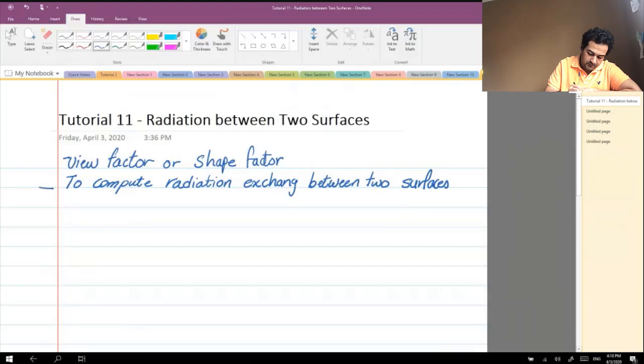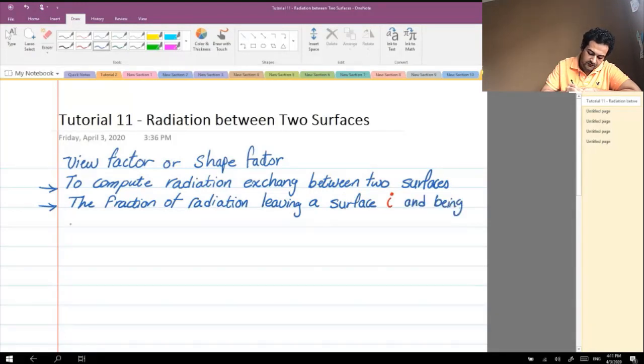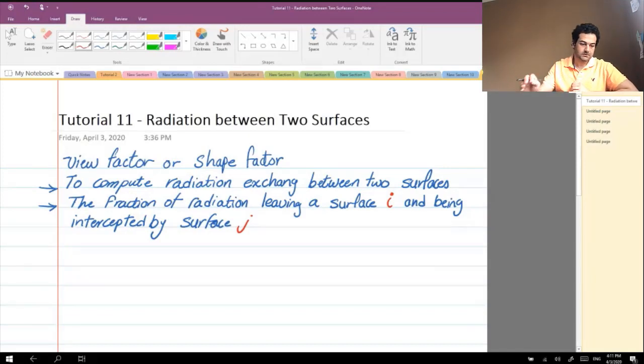Or it can also be defined as the fraction of radiation leaving a surface, or emitted by a surface I, and being intercepted or received by surface J. Alright, so this is the basic definition of the view factor or shape factor.